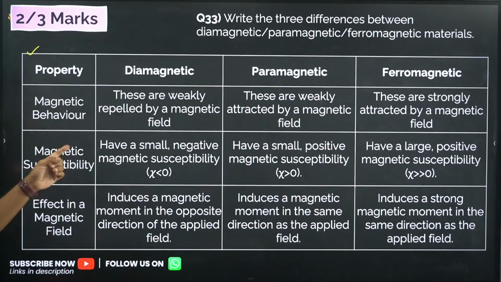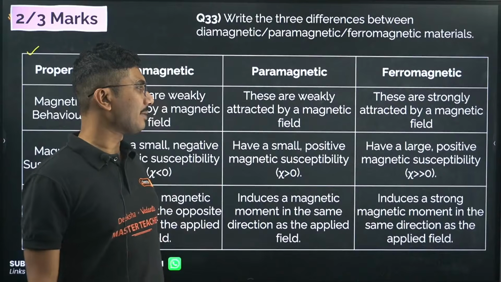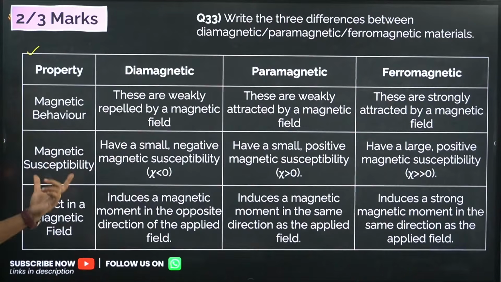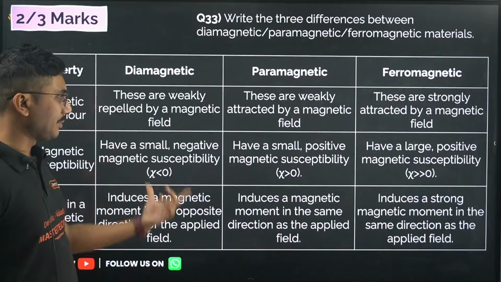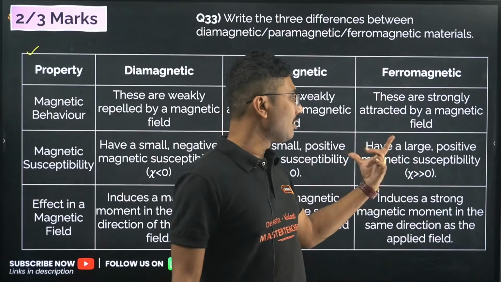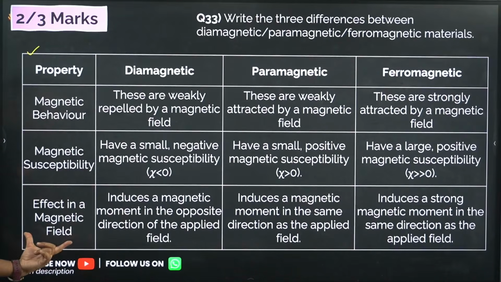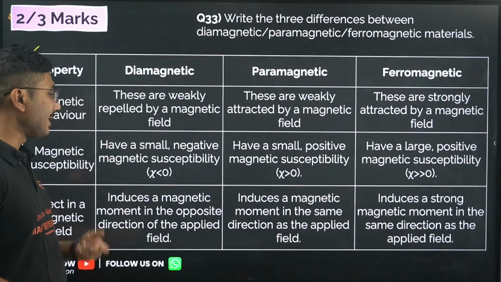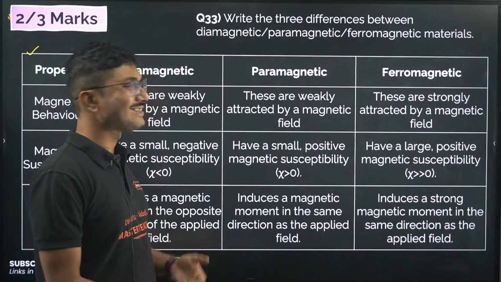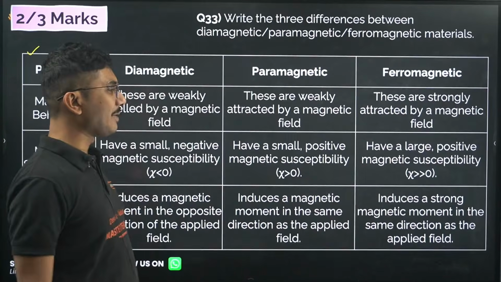Magnetic behavior: diamagnetic materials are weakly repelled by a magnetic field, paramagnetic materials are weakly attracted, ferromagnetic materials are strongly attracted. Magnetic susceptibility: small negative, small positive, large positive. Effect in a magnetic field: induces a magnetic moment in the opposite direction of the applied field, induces a magnetic moment in the same direction, induces a strong magnetic moment in the same direction of the applied field.